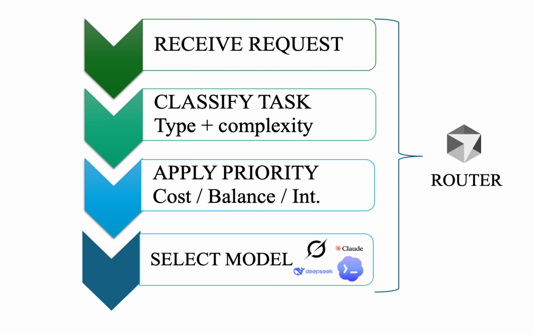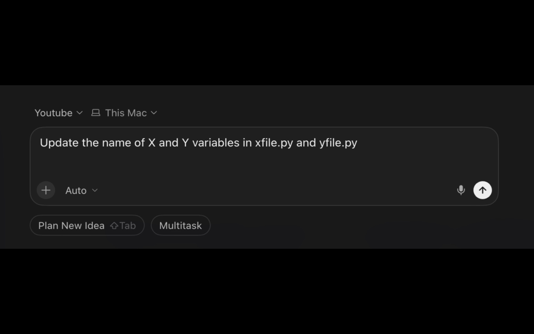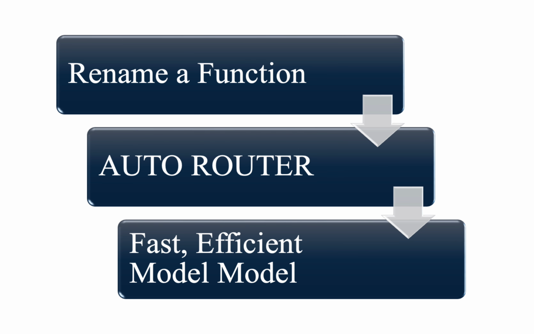Imagine I ask Cursor to update the name of a variable in two files. The expected change is small, the instructions are specific, and there isn't much ambiguity. Auto can route that request to a faster and less expensive model.